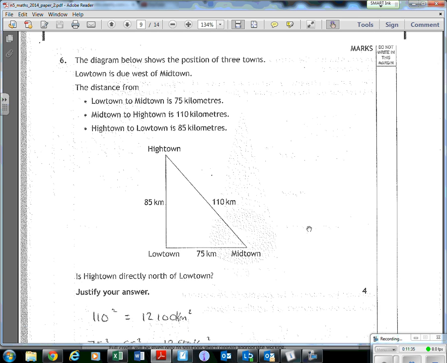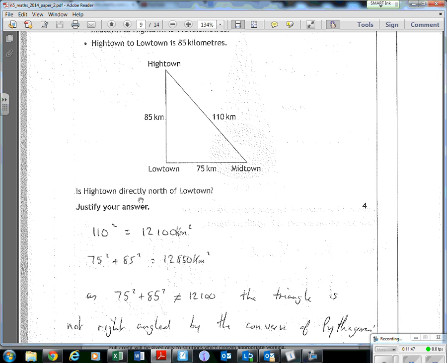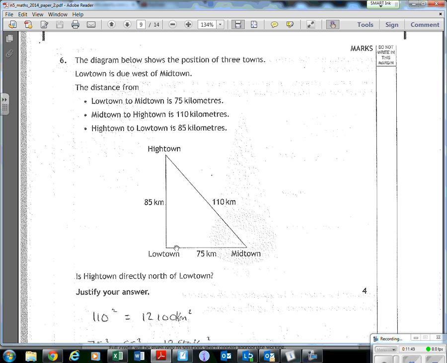Number 6, the diagram below shows the position of 3 towns. Lowtown is due west of Midtown. The distance from Lowtown to Midtown is 75k, etc. Is Hightown directly north of Lowtown? Well, from Lowtown to Midtown is east, and from Midtown to Lowtown is west, as set up here. We want to know if this is north. Well, if it's north, we're going to have a right angle.